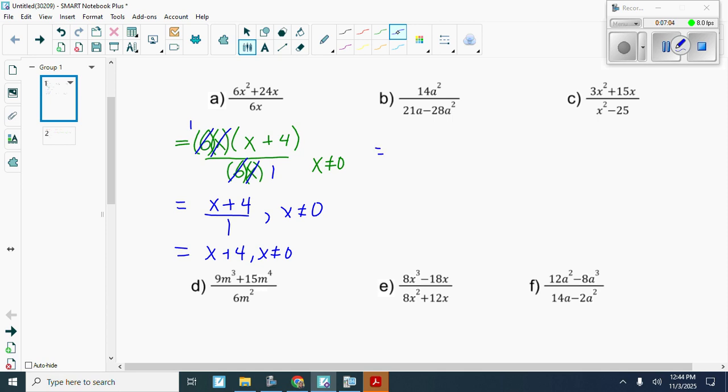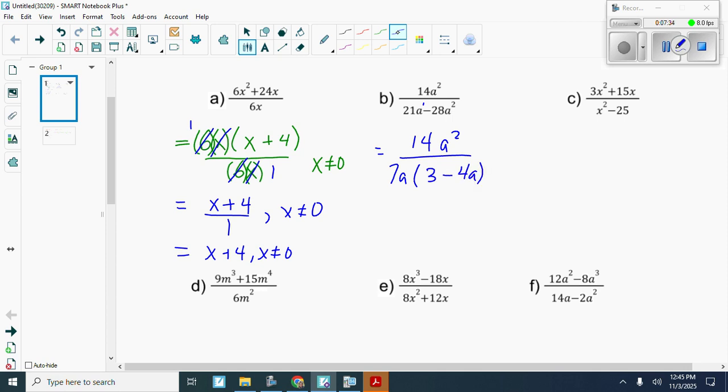So here we can write our monomial, and then we take our GCF out. We're looking at 21A and 28A. What's our GCF, our number? What can we take out of both of those? 7. Yeah. Can we take out some A's? Yeah, 1, because we go to the lowest exponent. Absolutely. So we're left with a 3 and a 4A.